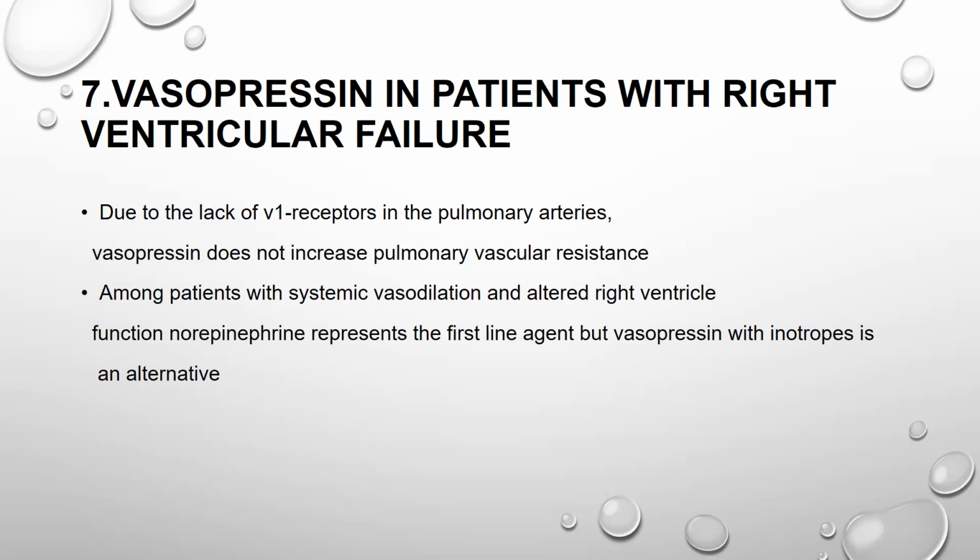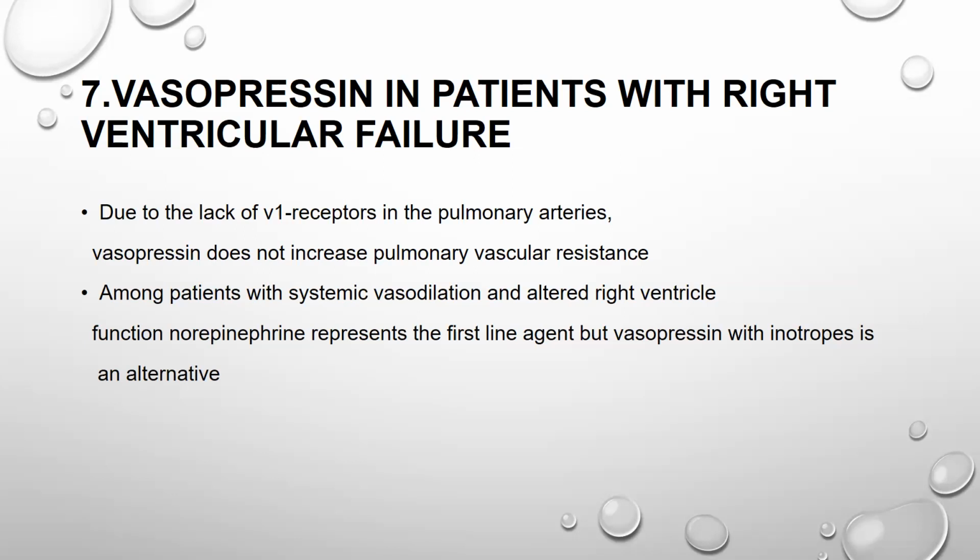Then the seventh step: vasopressin in patients with right ventricular failure. I think most of us know that in recent years, a lot of research has been done to try to detect whether patients with septic shock have right ventricular failure or not. They define right ventricular failure as right ventricle dilatation together with evidence of venous congestion. So if you do an echo for your patient, you find that the right ventricle is dilated, and if you measure the CVP, it is high. This can tell you that there is evidence of right ventricular failure.